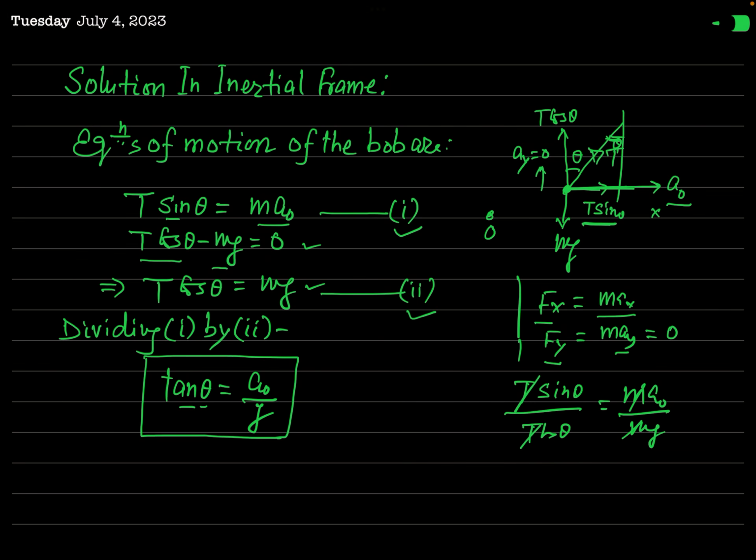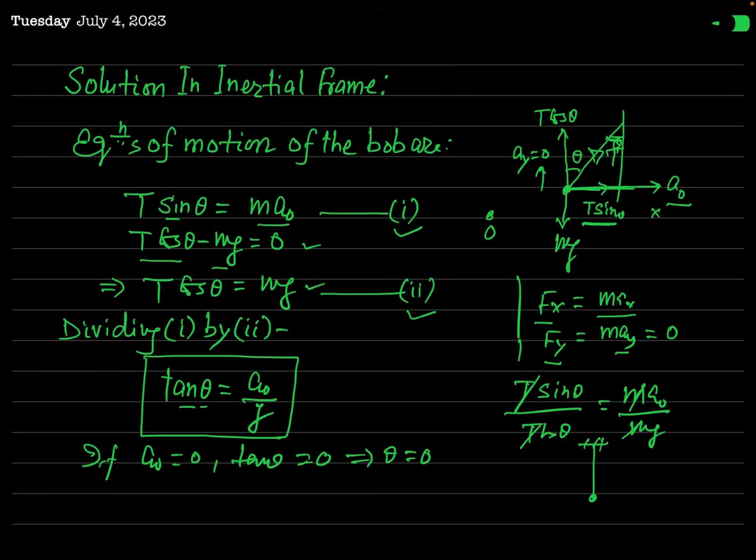So you can see that this theta will depend on a naught. So if a naught is 0, let us say, what will be tan theta? Tan theta will be 0, and this implies theta will be 0. It means if the car will move without acceleration, or it will be stationary, then in equilibrium the string of the pendulum will remain vertical, it will not deviate. It will be deviated only when the car will accelerate.